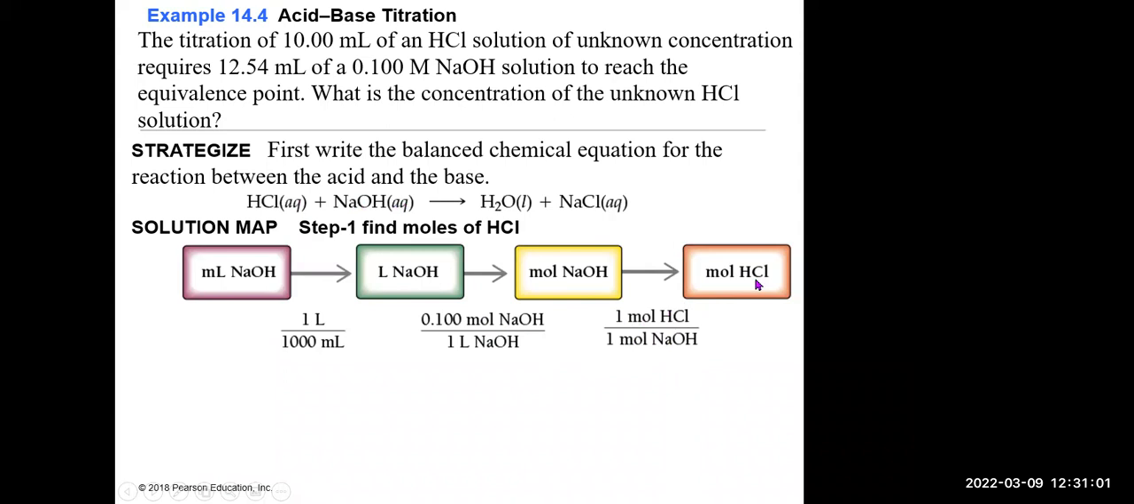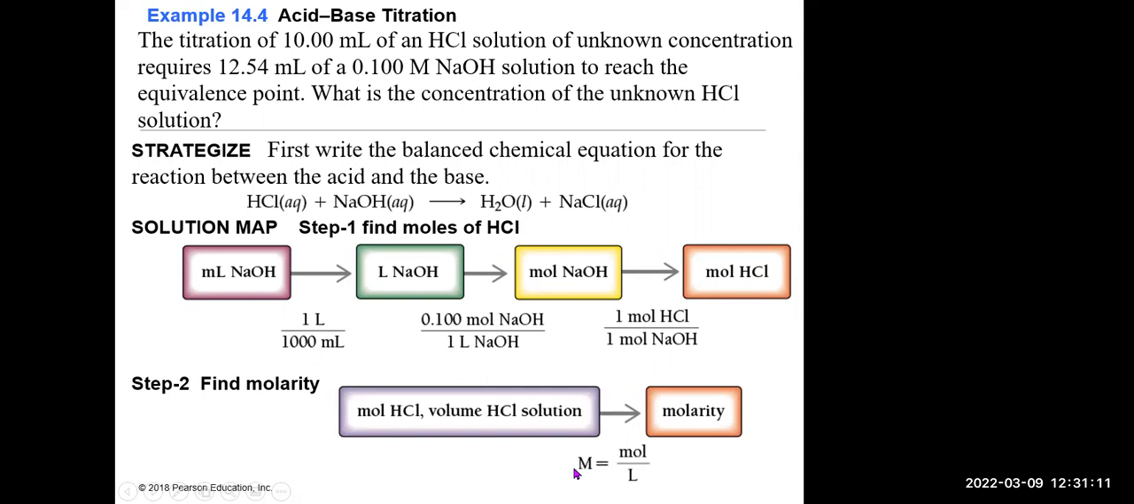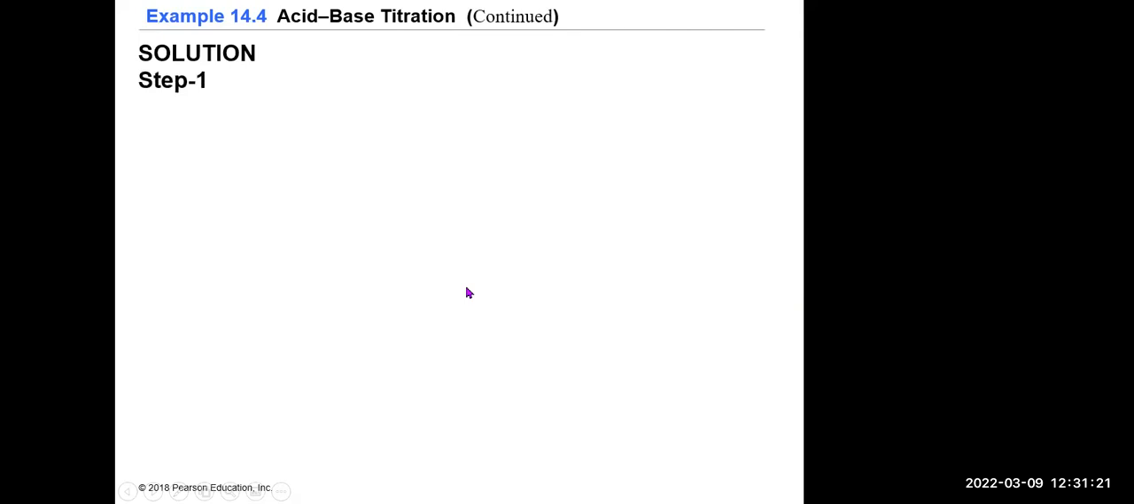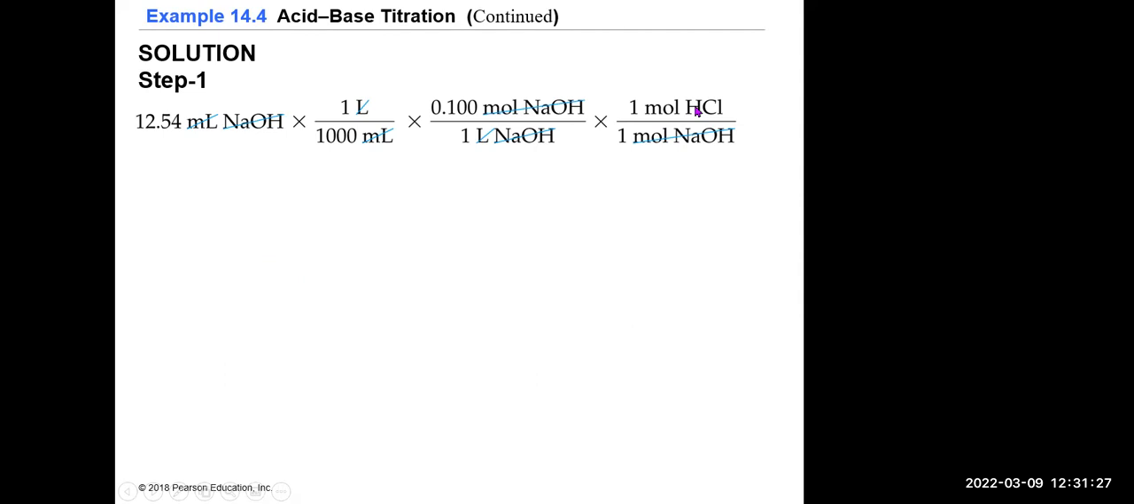So once we get the mole of HCl, we calculate molarity by using the definition of molarity. Molarity, the capital M, equals mol over L. Now we will apply our map. So the first step is to calculate mole of HCl. You see in this process, we cancel out all the units. We only have one unit left over, which is the mol HCl. So that is what we want.